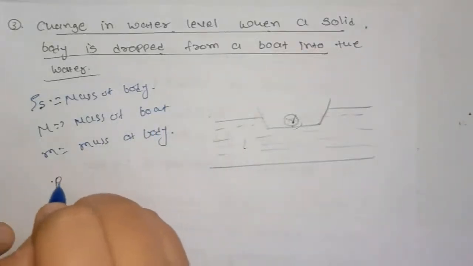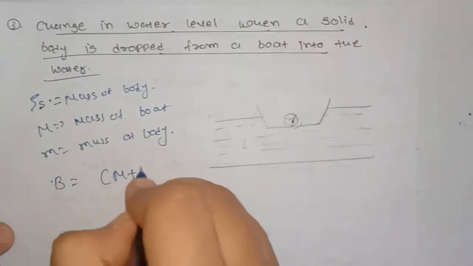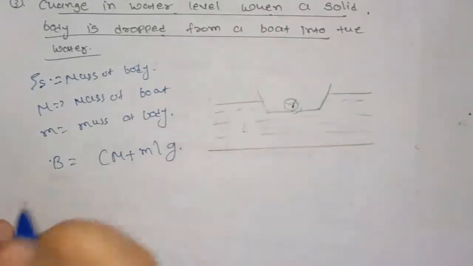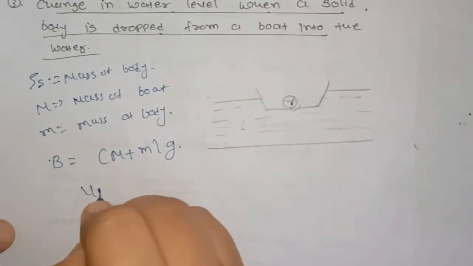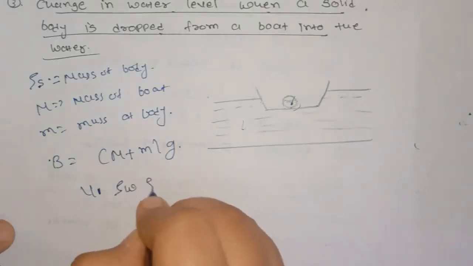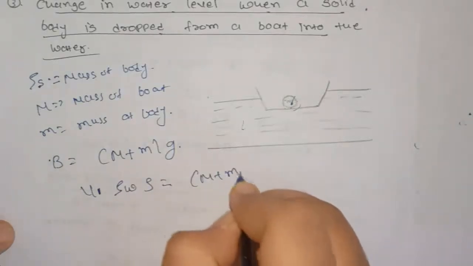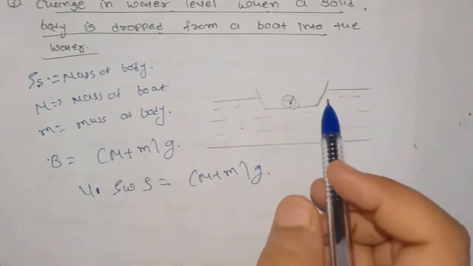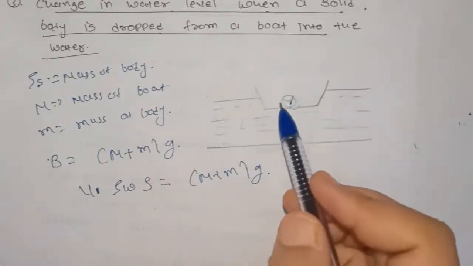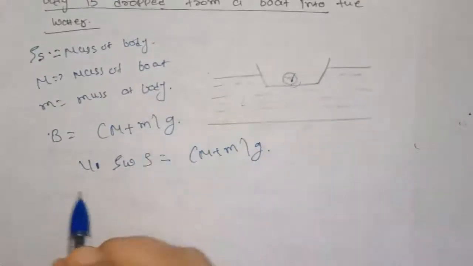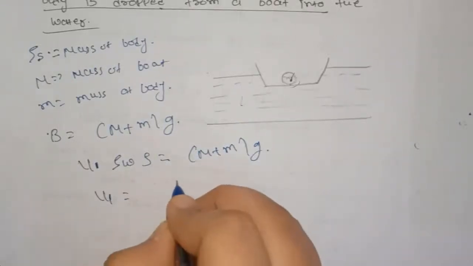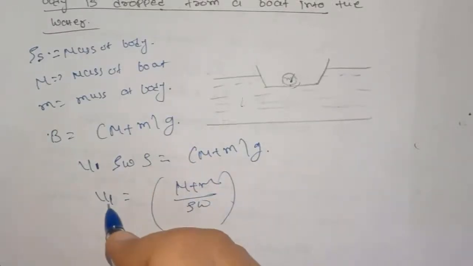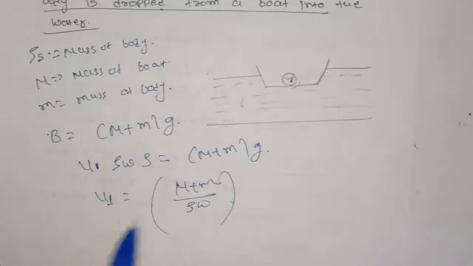Here we can write buoyant force is equal to (m plus m) into g. So V1 rho water into g is equal to (m plus m) into g, because it is floating. So buoyant force and weight will be in equilibrium. From this we can write V1 is equal to (m plus m) upon density of water. Here V1 is the volume of boat immersed initially.